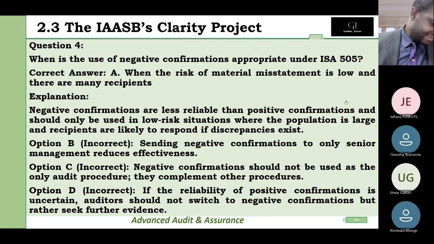Okay. Number 4. When is the use of negative confirmation appropriate under ISA 505? Answer is A. Good. I think everybody failed this one. They've been scoring 100 over 100 and I've been feeling somehow. Now they failed one. Number 4. So J picked D, I picked D, T picked D, and you picked C. I like that. Nobody got it. Now I'm feeling I'm teaching well.